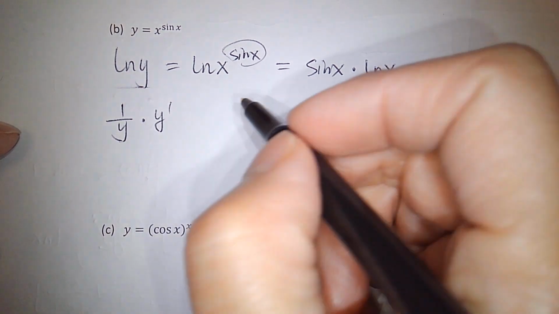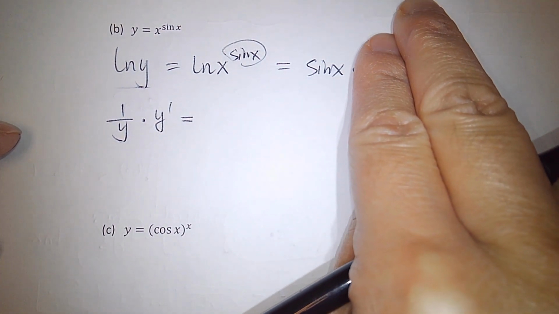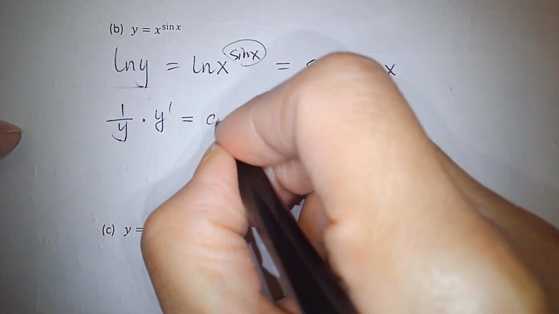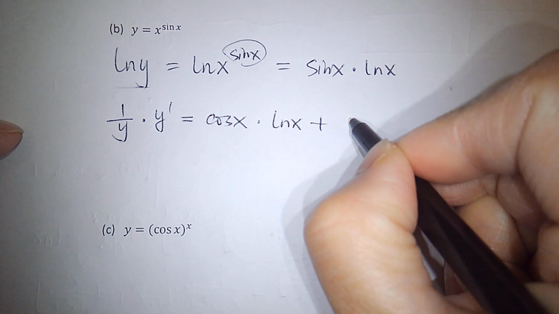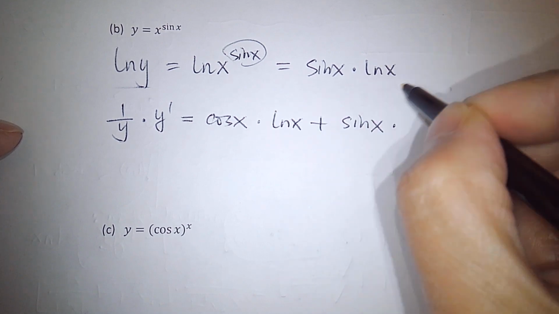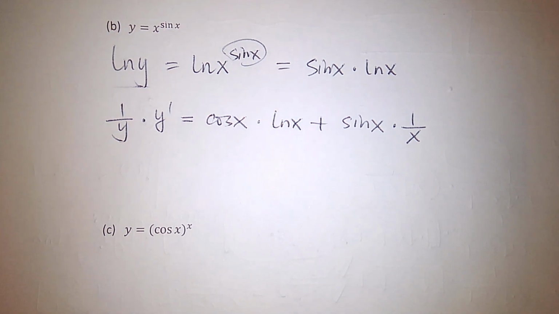Right side, what's the derivative of the right side? Product rule, right? The derivative of sin x is cosine x times ln x, plus sin of x times the derivative of ln x, which gives us 1 over x.